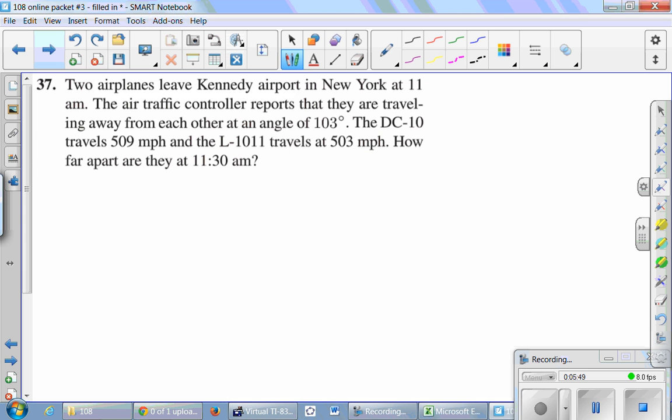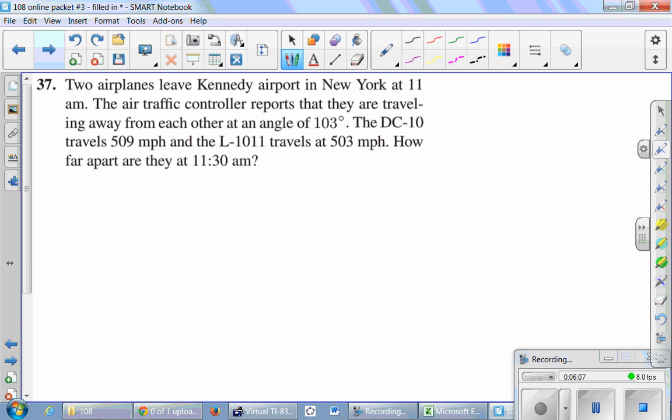Two airplanes leave Kennedy Airport in New York at 11 a.m. The air traffic controller reports they are traveling away from each other at an angle of 103 degrees. The DC-10 travels 509 miles per hour and the L-1011 travels at 503 miles per hour. How far apart are they at 11:30 a.m.?